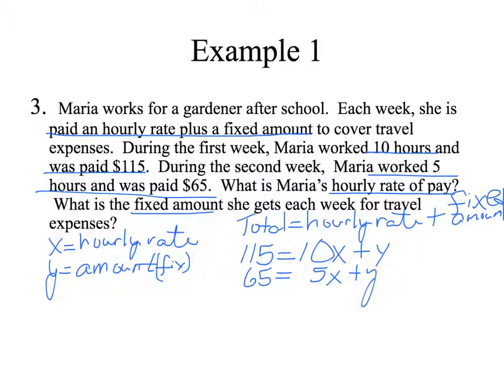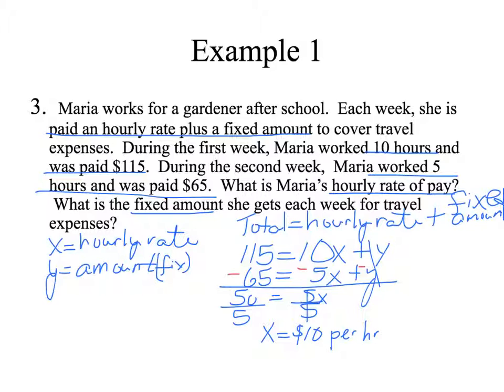I'm going to use elimination in this one. I'm going to multiply everything in the second equation through by a -1. It's going to make that a -1y, a -5x, and a -65. My y's cancel. I get 5x equaling 50, divide by 5, divide by 5, and x equals $10 per hour.